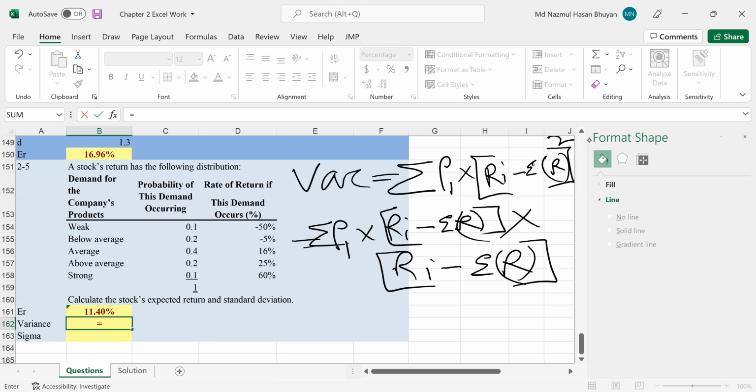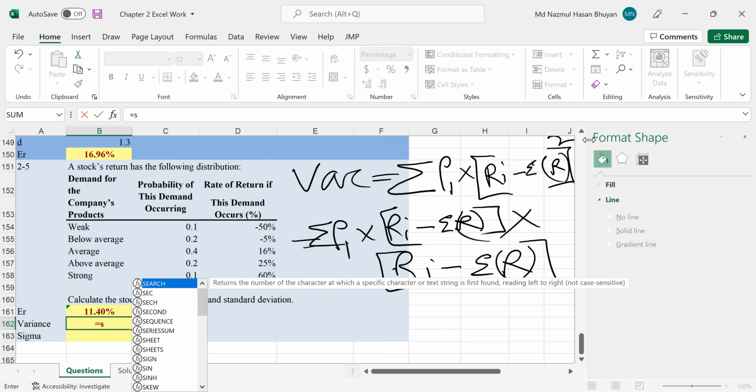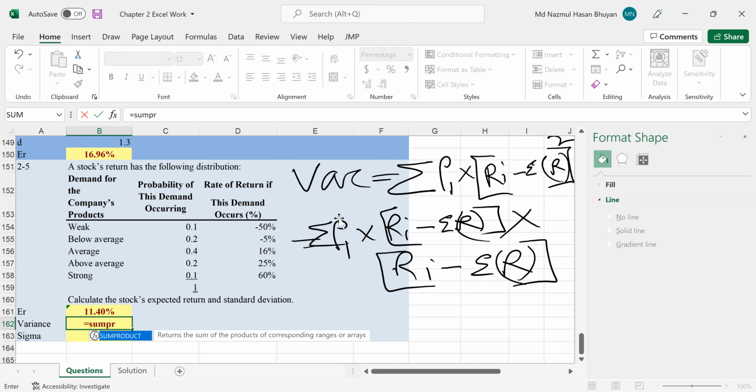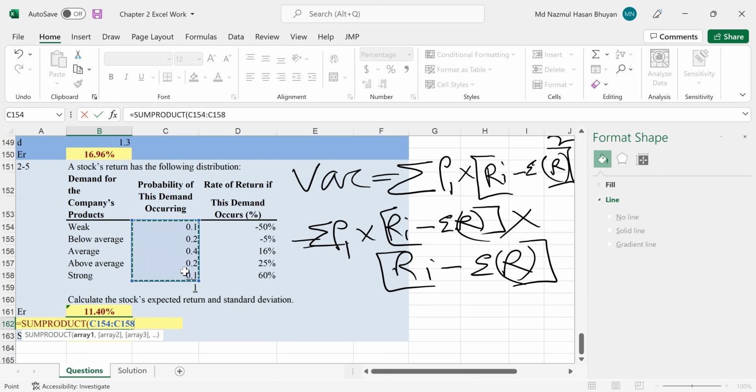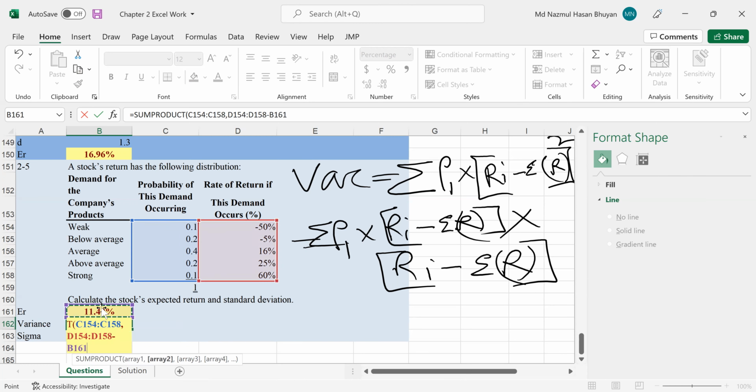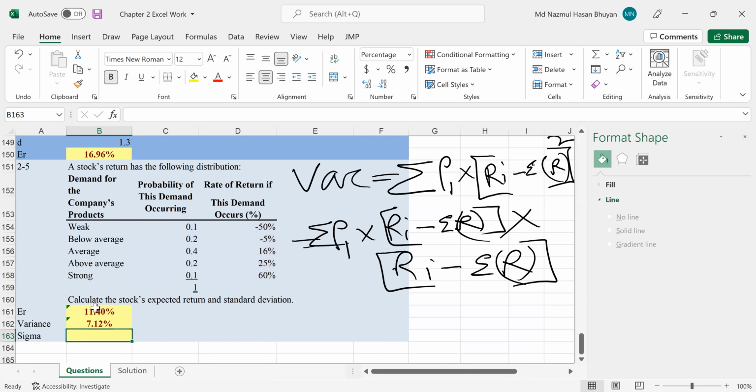So here we are going to again apply the sum product function. Let us apply sum product: probability, the very first factor, then individual returns minus the expected return, then again individual returns minus expected return. So this is the variance.